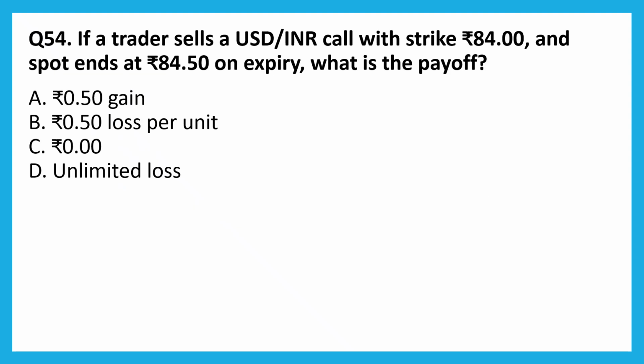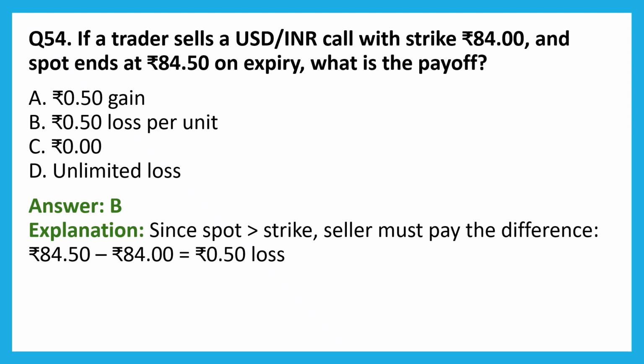Next question. If a trader sells a USD INR call with strike 84 rupees and spot ends at 84.5 on expiry, then what is the payoff? Option A, 0.50 gain, option B, 0.50 loss per unit, option C, 0, and option D, unlimited loss. Correct answer is option B, 0.50 loss per unit.